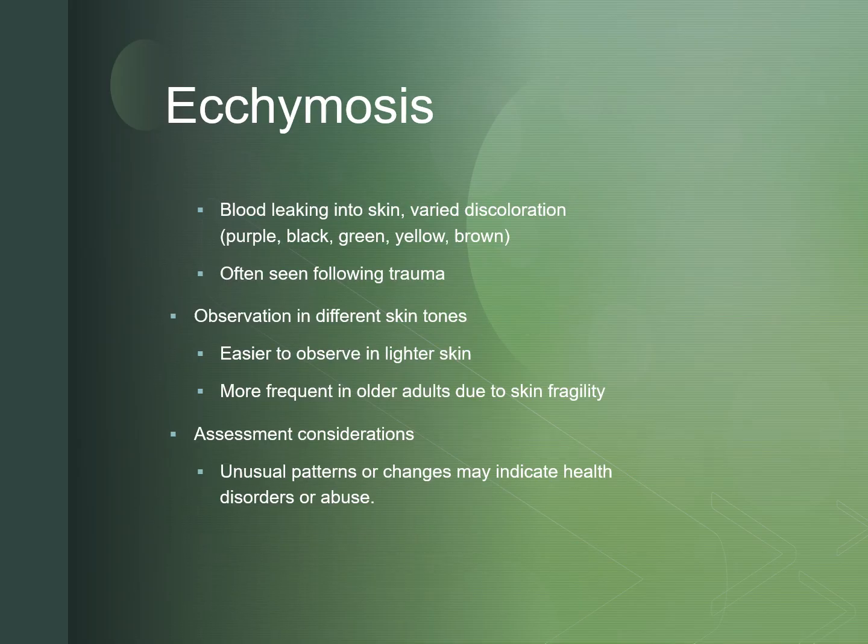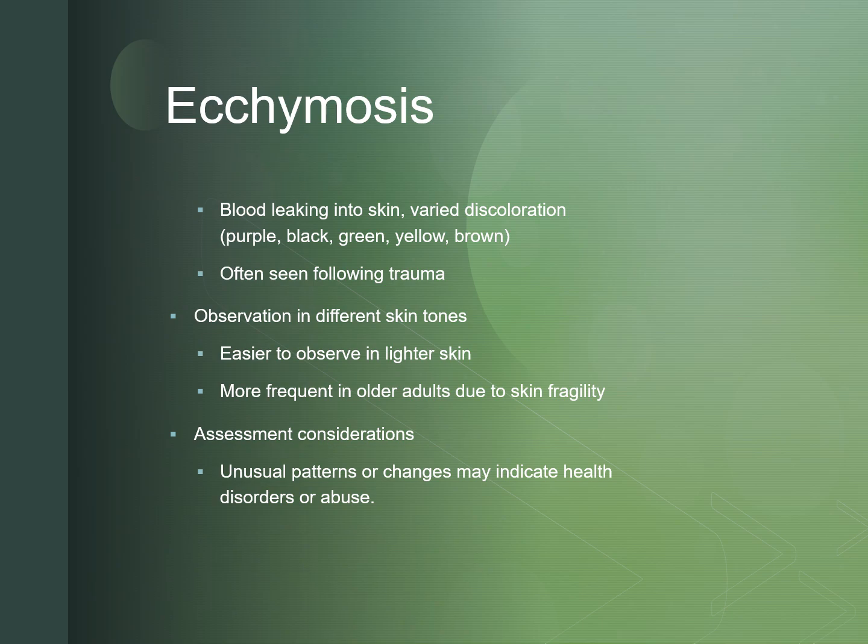Then we have ecchymosis, or bleeding under the skin, also known as bruising. This results in color changes over time. We'll see that bruise go from purple to blue, green to yellow, and then brown. This reflects the breakdown of blood products. Common causes: this is most often due to trauma or injury to the skin, but it can also be related to anticoagulant use, bleeding disorders, or fragile skin in older adults.